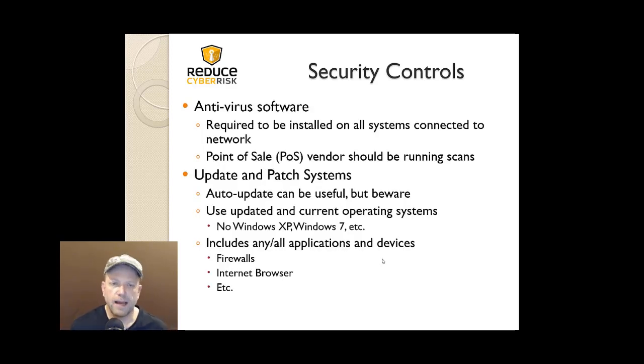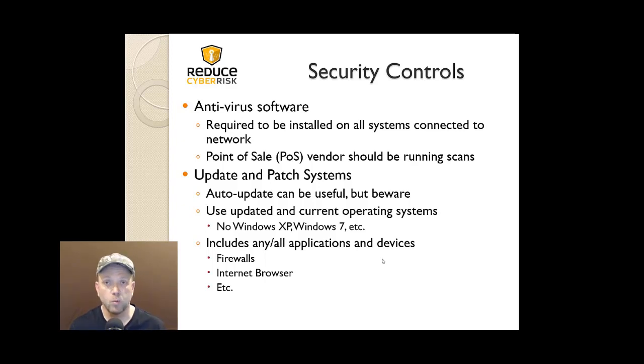Other security controls, we've got antivirus software. This may be required to be installed on all systems connected to the network. So if you decide that you don't want to run AV, then that system should not be connected to the same network that you're running your credit card information from. If you have any credit card information running on any system, it needs to have antivirus installed. There are many vendors out there that provide this. If you're dealing with Windows 10, it's already built in. There are a lot of products that can make your job very seamless.